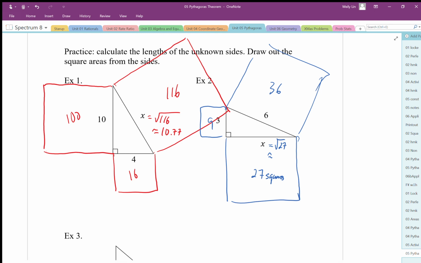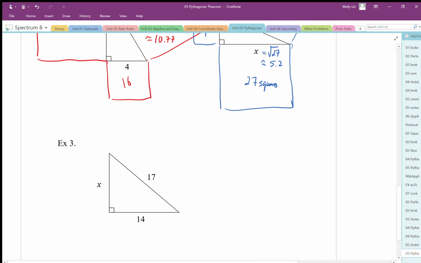So if I do 27, okay, square root 27 is 5.19, about 5.2. That's about right. Okay, so 5.2 approximately. Okay, and that length is just a little bit shorter than the diagonal length here.